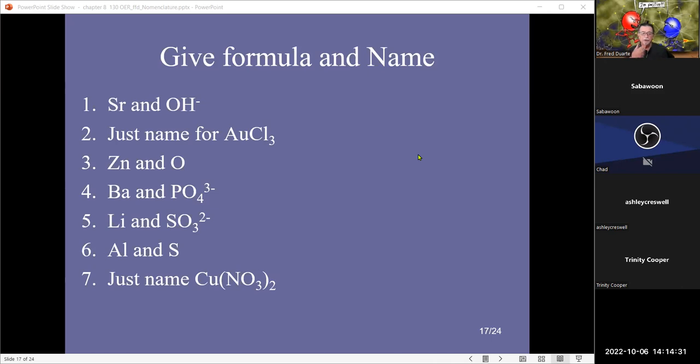So in this scenario, you're being asked to give the formula and the name. Okay, so give the formula and the name. And to do the first one, well, we've got to find strontium first. Okay, strontium is a metal. It's in group 2. It's element number 38. Okay, and that's a +2 right here. The hydroxides here are OH negative. So that means I need 2 of them. So our formula would be Sr(OH)2, 2 hydroxides. Strontium hydroxide.